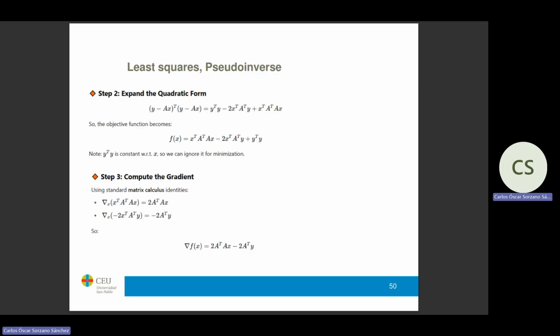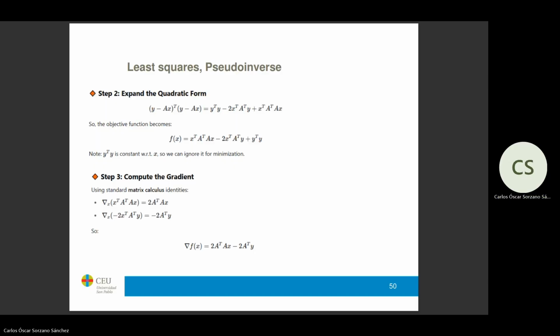If you look at the derivative tables that I mentioned before, the derivative of x transpose times some matrix times x is twice that matrix times x. And then the derivative of the linear term, minus 2x minus 2, works as in the standard derivative: a constant comes out. So the derivative of x transpose times a vector is that vector. Now the gradient is this thing plus this thing.